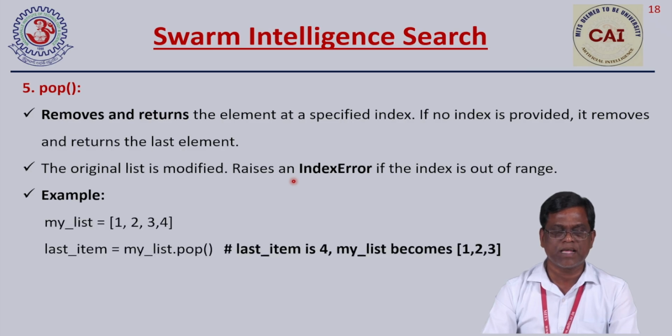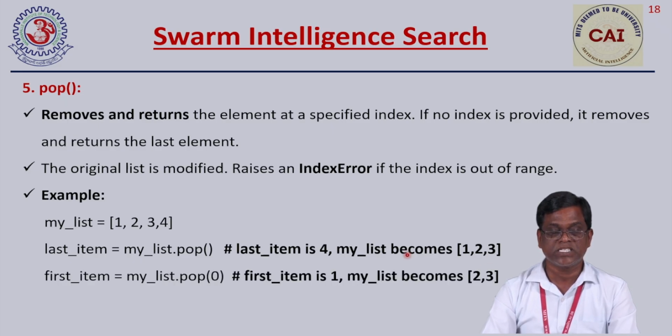And see this example here. My list is created with the values 1, 2, 3, 4, and here I am going to apply the pop method: my_list.pop(). Here you have to observe that I have not specified any index. So as per the discussion, the last element will be removed. The last element is 4. After removing that 4, the list will be 1, 2, 3 only.